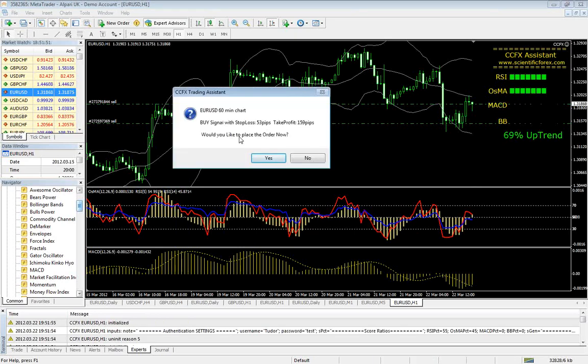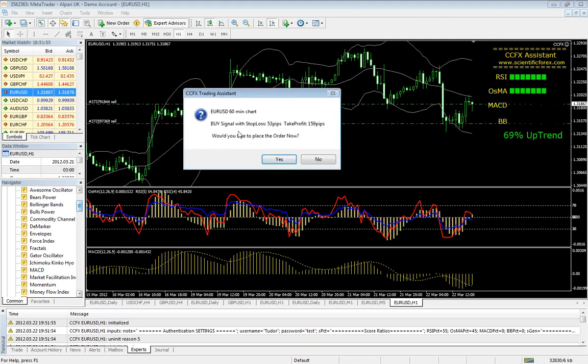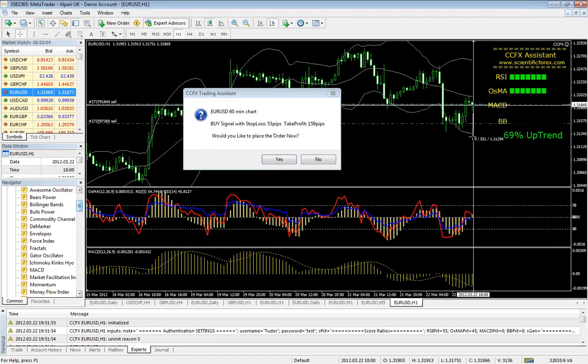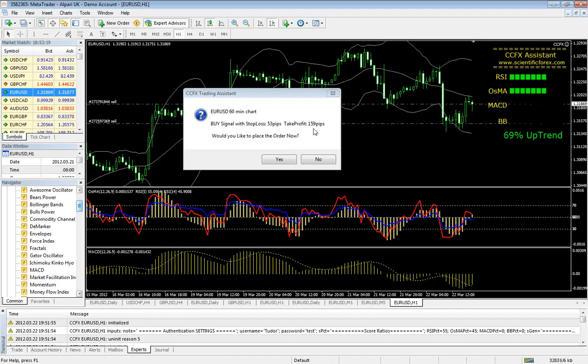Oh, here we go. We have 69% of uptrend, and it gives me a buy signal because I have check real time. And it gives me a stop loss of 53 pips, which is the distance from price to the lower Bollinger Band, plus the extra 3 pips here, 49 plus 3, so almost 53. And the take profit is actually 3 times bigger than stop loss. We can see 53 multiplied by 3.